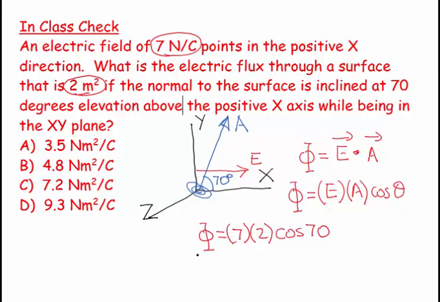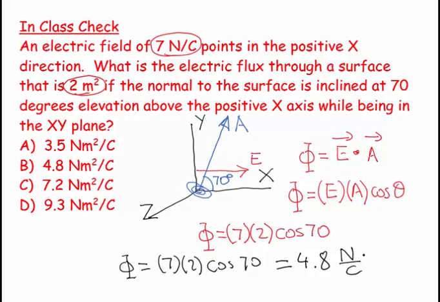And if we go along and look at numbers, we can say our flux is equal to 7 times 2 times the cosine of 70, and that is going to equal 4.788, which is 4.8, and it's still going to be electric field multiplied by area, so it's going to be newton meter squared per coulomb, and there's my answer.